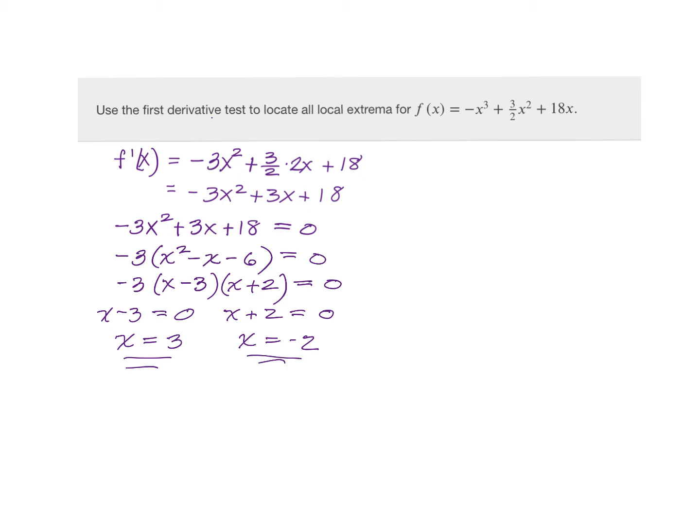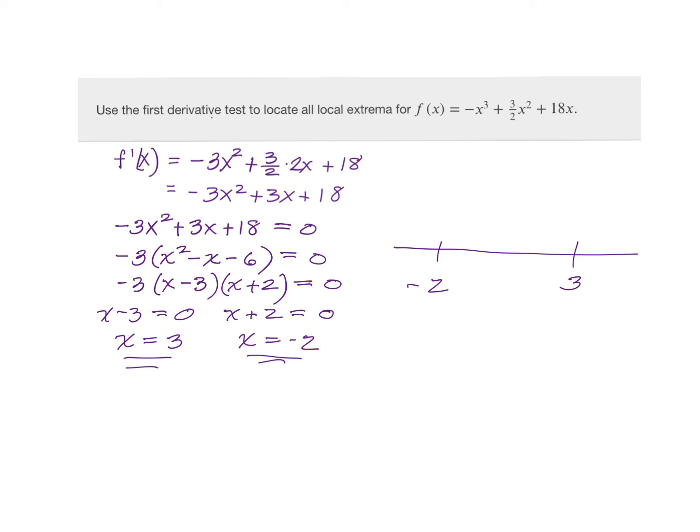So what I like to do at this point is I like to put them on a number line. And I put them in order. So negative 2 occurs before 3, so I put it like this. And now what I'm going to do, remember we said if it switches sign at those critical points, then we're going to have an extremum.